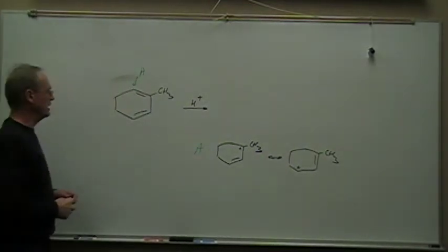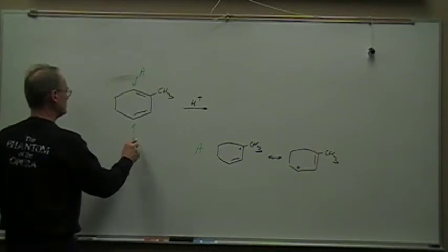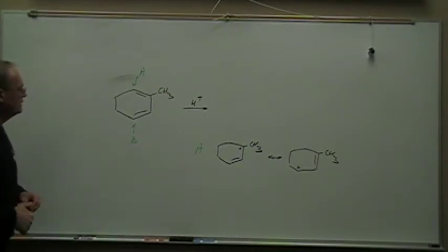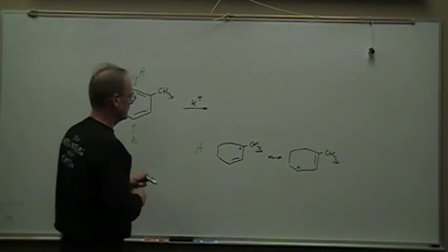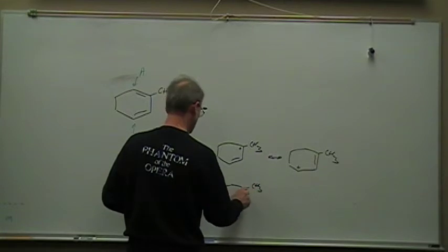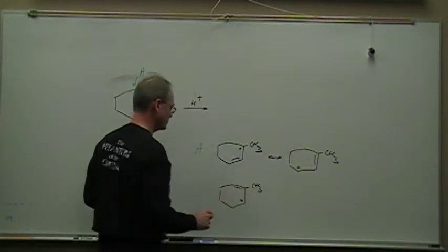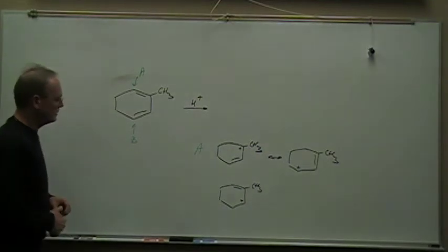So that's situation A. The other possibility would be to protonate at that carbon. Let's call that situation B. If we protonate there, the first carbocation we would get, that double bond wouldn't be affected. We protonate there, so we get the positive charge at that position.